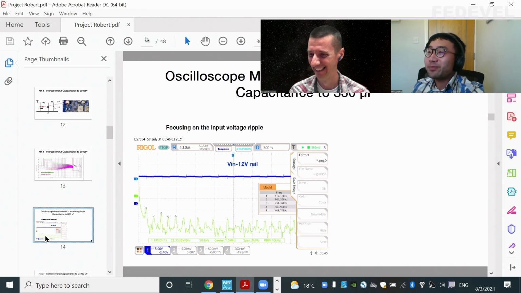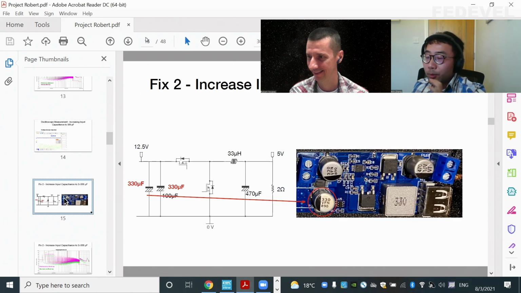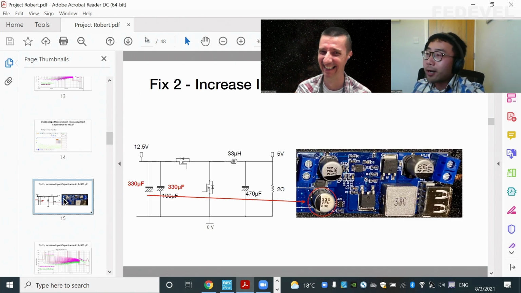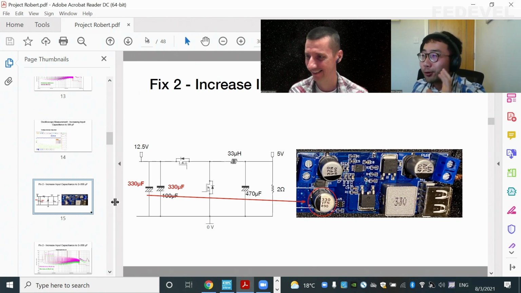Okay, so this is the 12 volt measurement. Once we replace the capacitance, you can see the ripple is becoming less, but it's still not a straight line. Now, before we answer your question, let's try another one. I think this is interesting. How about we put two 330 microfarads in the front.